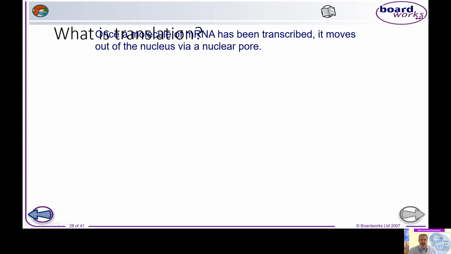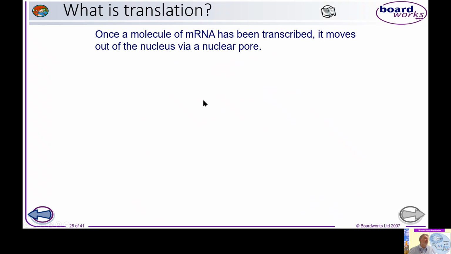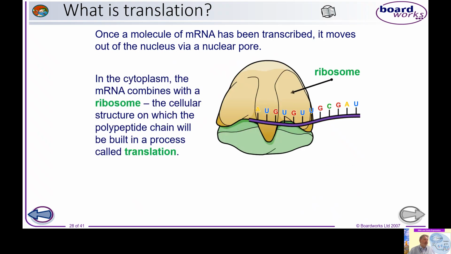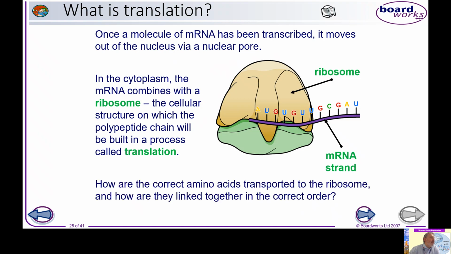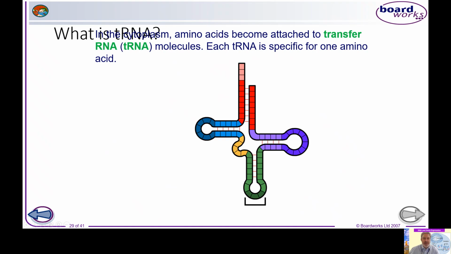Okay, so let's just adjust this very marginally. So what is translation? Once it's been transcribed, the mRNA moves through a nuclear pore and combines with the ribosome. So there's the ribosome. That's what is reading the code. And we get the correct amino acid transported via tRNA molecules. So this is a close-up of the tRNA molecule.